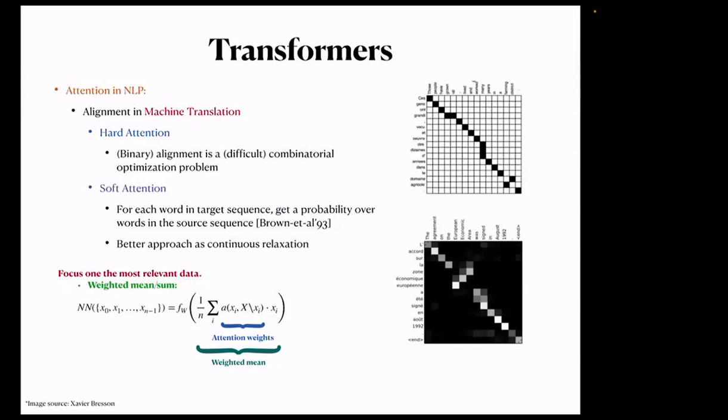Alternatively, we can do soft attention. For each token in the target sequence, we may create a probability density over the tokens of the source sequence and understand which token attends more to which other token, or we can do this self-attention too. So in short, what we are doing is focusing on the most relevant data. I should mention that soft attention is better than hard attention, because it is a continuous relaxation of it, and we can learn it using back propagation.